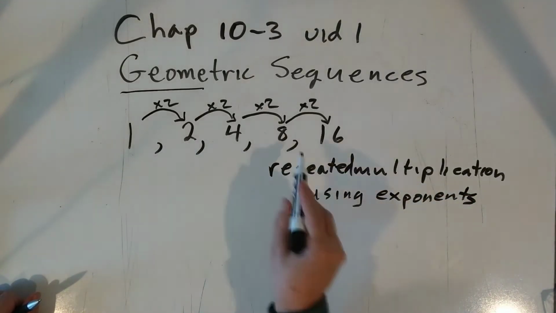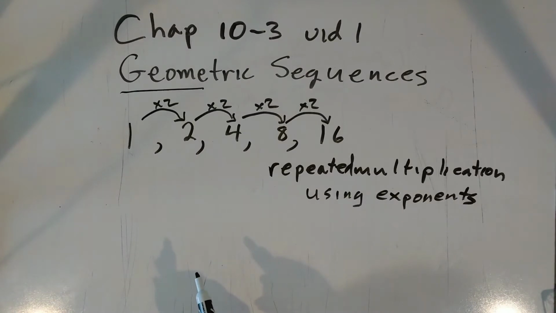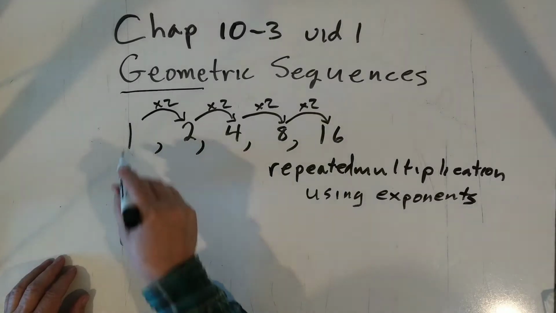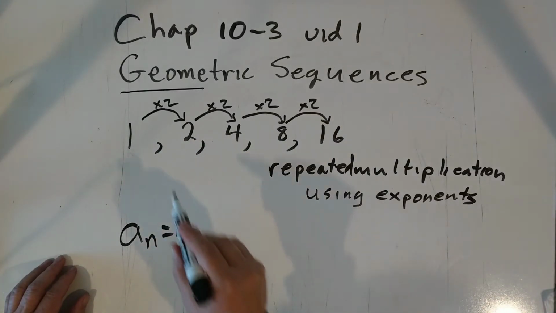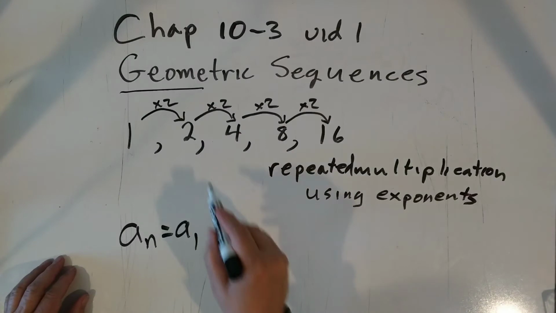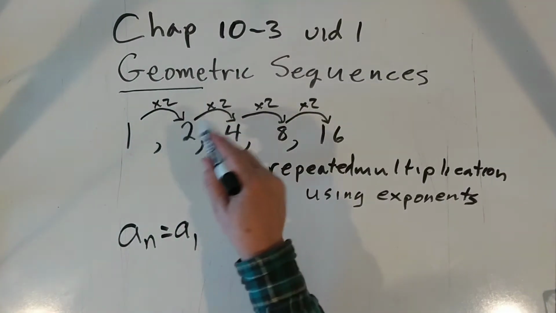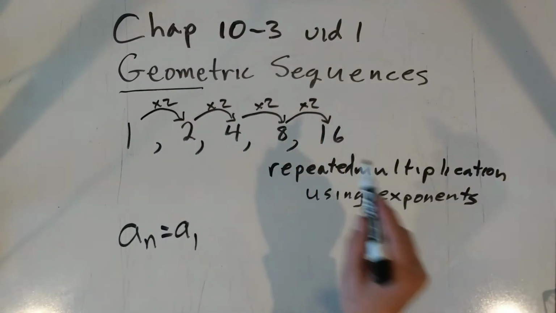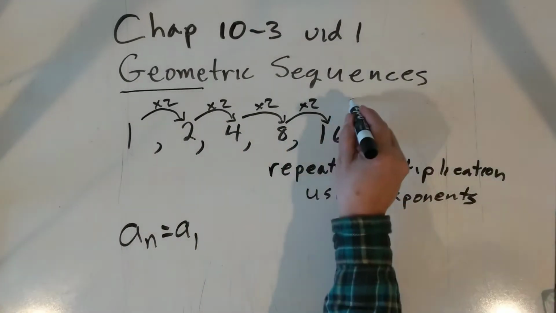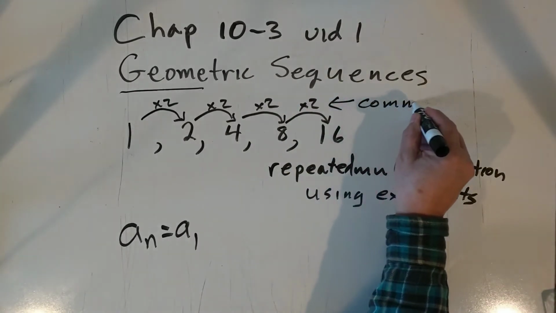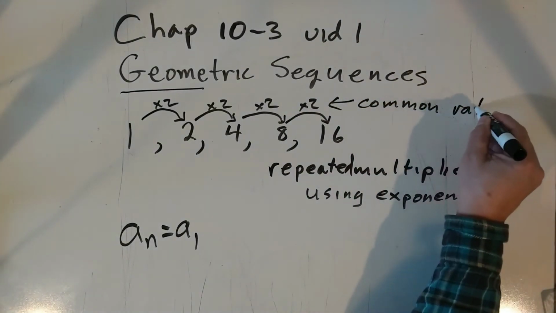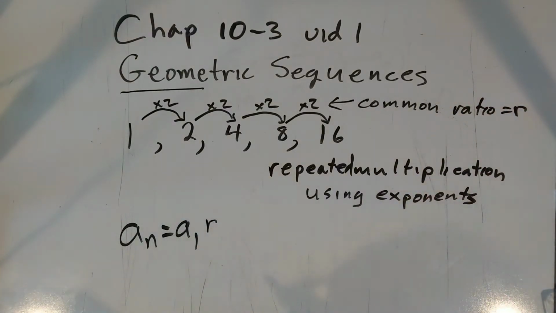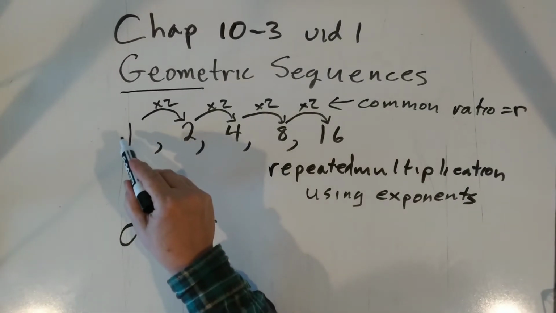So if we were to look at this sequence and try and write a formula for it, we would say to find the nth term, we would take the first term and multiply by the number that's being repeatedly multiplied. In this case, the number is 2. We call that the common ratio. So 2 is the common ratio, which we call R.